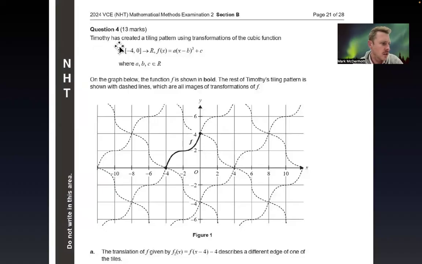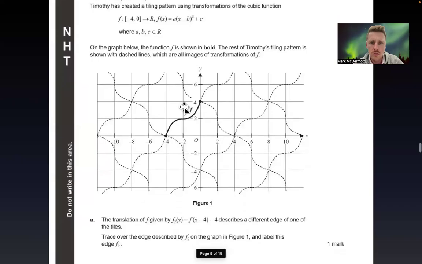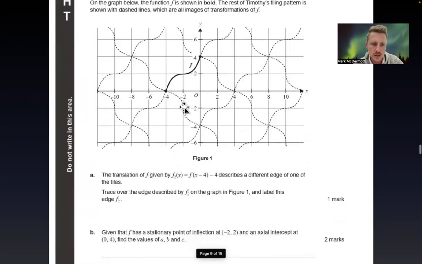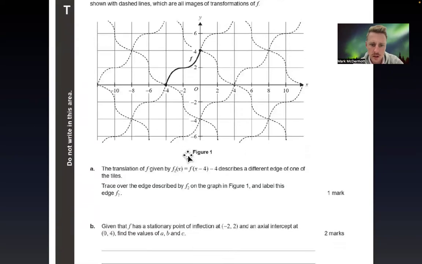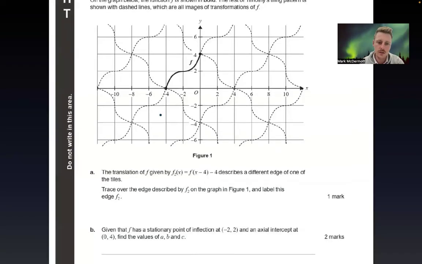Okay, Timothy has created a tiling pattern using transformations of the cubic function f of x. On the graph below, the function is shown in bold. The rest of Timothy's tiling pattern is shown with dashed lines, which are all images or transformations of f. The translation of f given by f2 of x equals f of x minus 4 describes a different edge of one of the tiles. Trace over the edge described by f2 on the graph in figure 1 and label this edge f2.